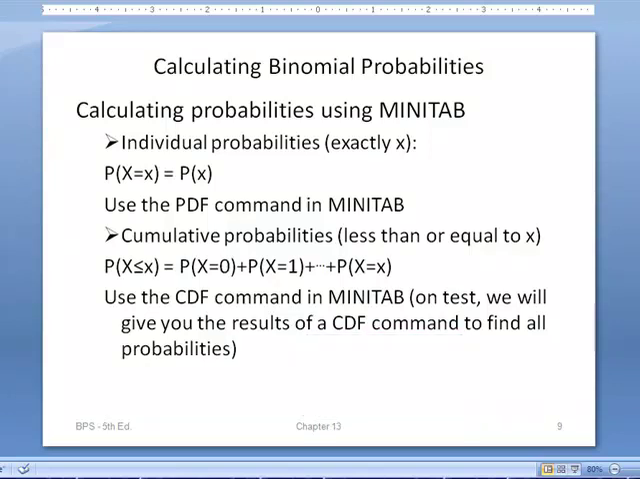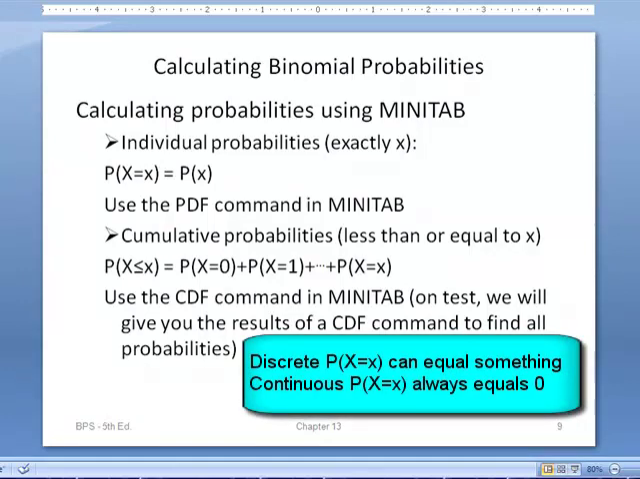The only thing we have to be careful of is that this is a discrete distribution. So there is probability at a particular value. We have to watch the wording of our question to see whether a particular value is included or not included.